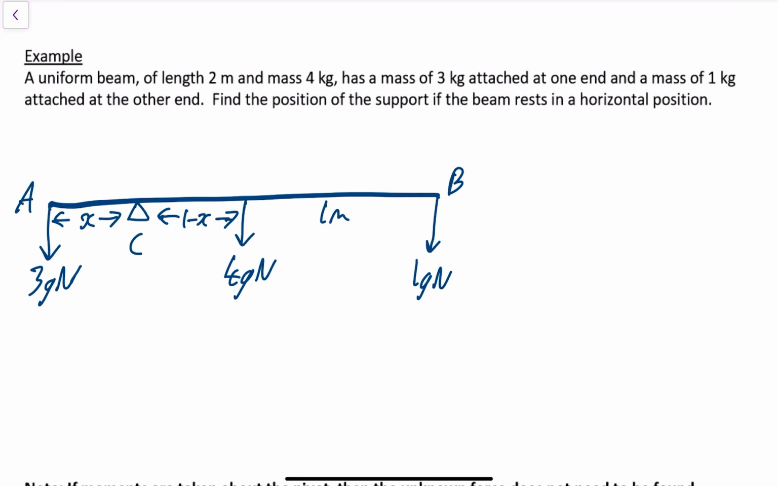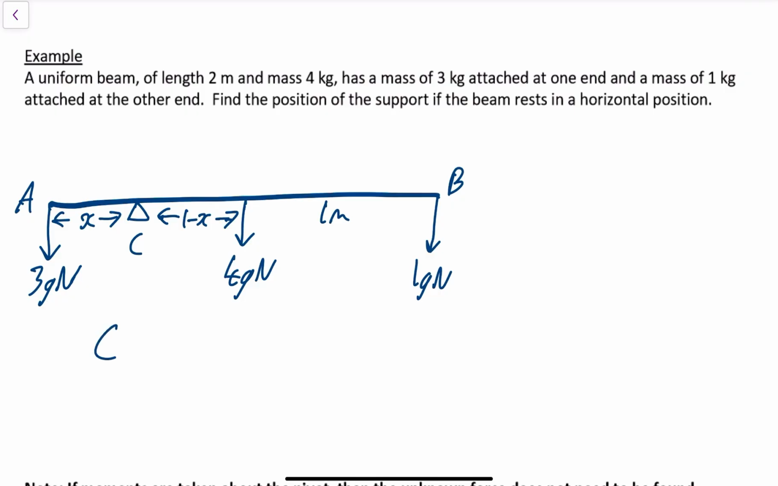So what we're going to do here, and by the way, I put my C over here because clearly this thing is heavier on the left than this thing on the right. So if it's going to tip, it's going to tip down on the left. So that support has to be on that side, closer to the 3 kilograms to prevent it tipping that way. So we're going to take moments about C.